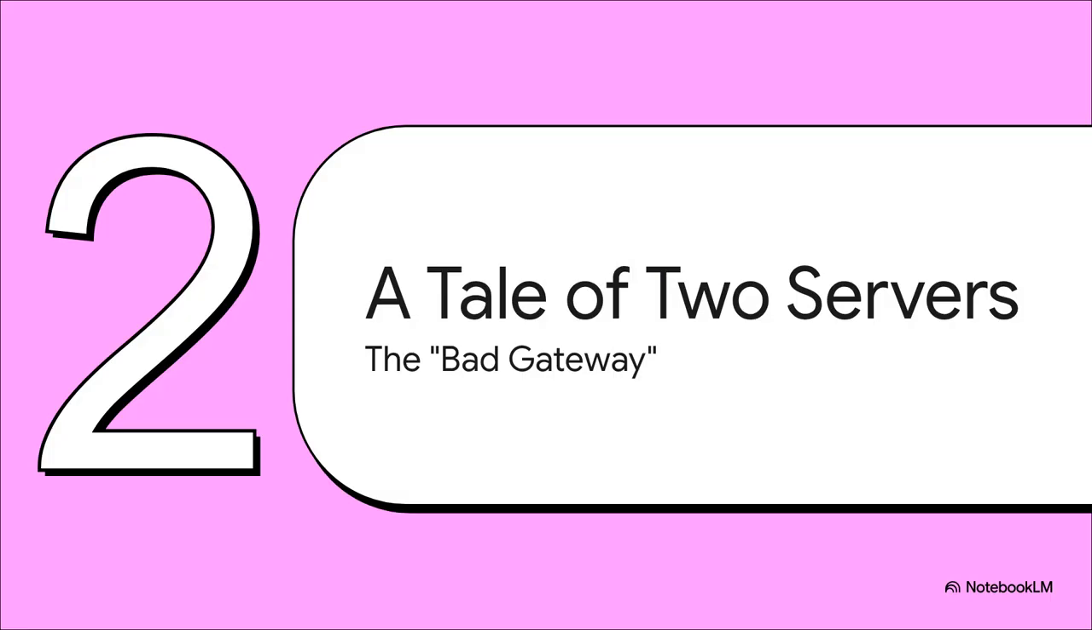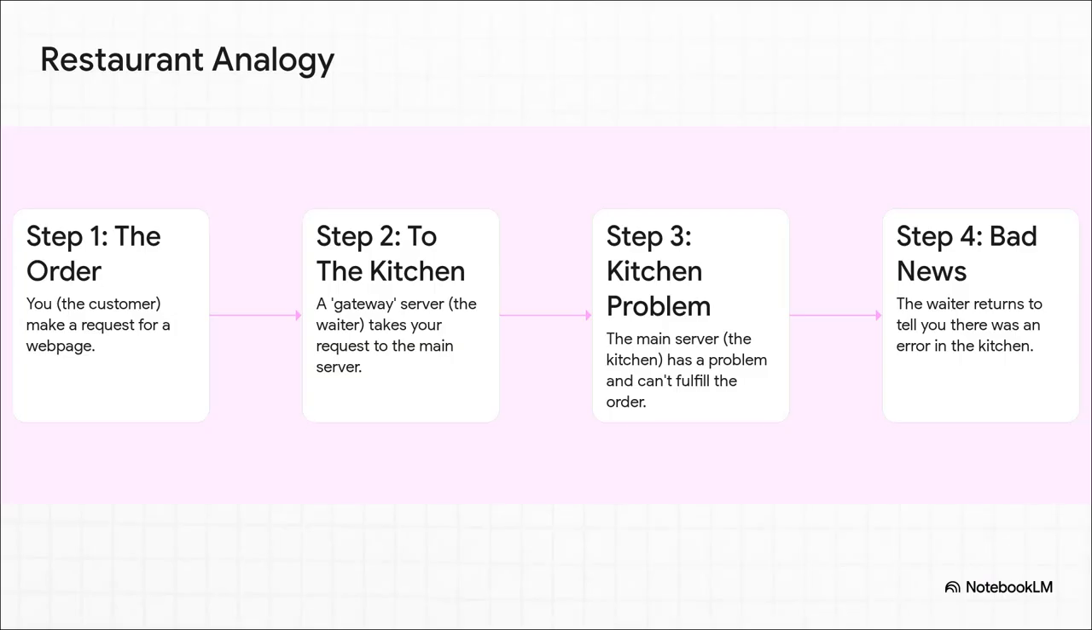Okay, so this is where it gets really interesting. A 502 error isn't just about one server failing. It's often called a bad gateway error. And that name tells us everything we need to know. It's actually a story about a communication breakdown between two different servers. Let's use an analogy to make this super clear. Imagine you're at a restaurant. You, the customer, order a meal. That's your request. Your waiter takes that order back to the kitchen. Now, in this story, your waiter is what we call a gateway server. And the kitchen? That's the main server that actually has all the website data.